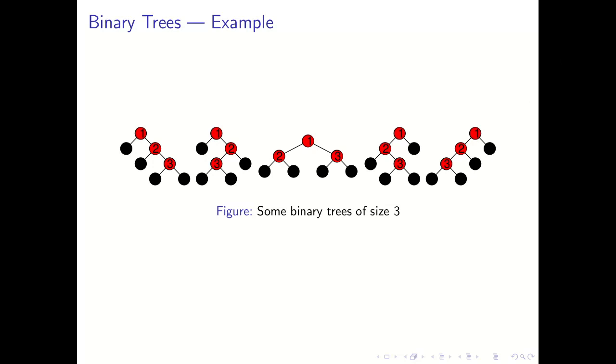And so I guess in total there would really be 3 factorial times 5, so 6. So 6 times 5 is 30 binary trees of size 3. But here are the main 5, I guess.